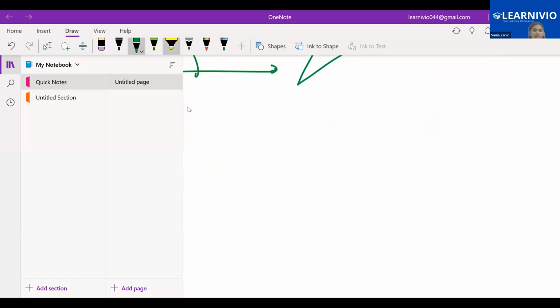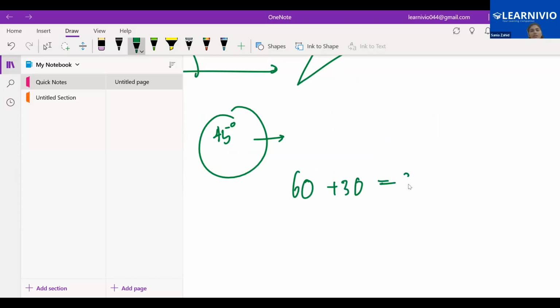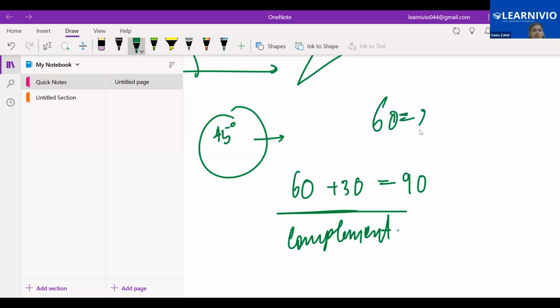Now, if I give you one angle, for example 45 degree, and I say find the complement of this angle, what will be the complement of 45 degree? Complement means basically on adding which angle will I get 90 degree. So for example, 60 plus 30 equals 90. That means 60 and 30 are complement of each other. They are complementing each other. That is why the sum is 90. So what is the complement of 60? It's 30.